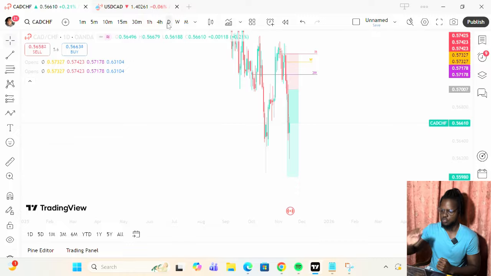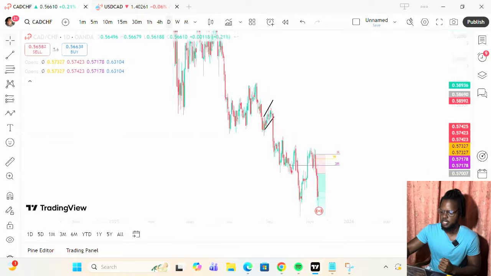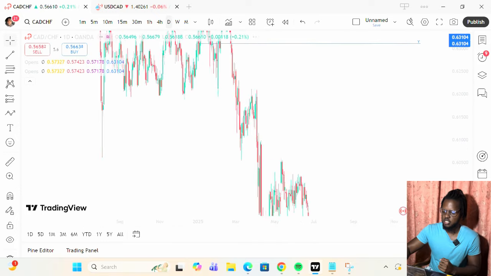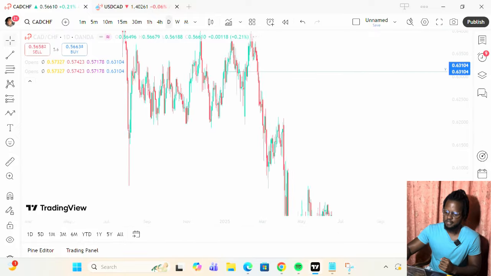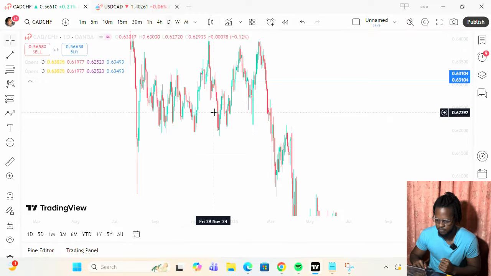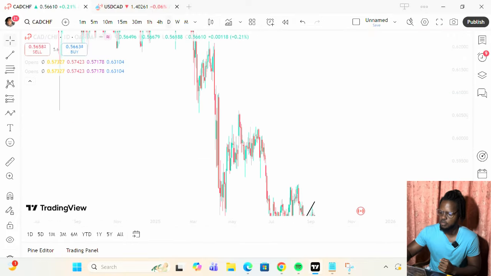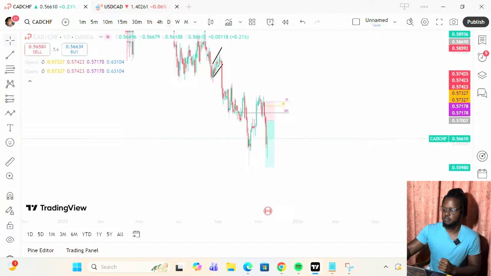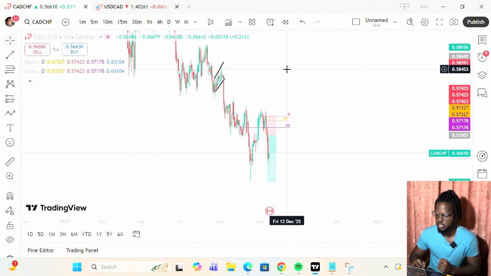CAD Swiss is extremely bearish in its common sense. We've been setting new lows ever since this ugly price action in 2024. Yeah, we've been setting new lows since February. So I'm not going to be a fool and expect us to all of a sudden start breaking highs.